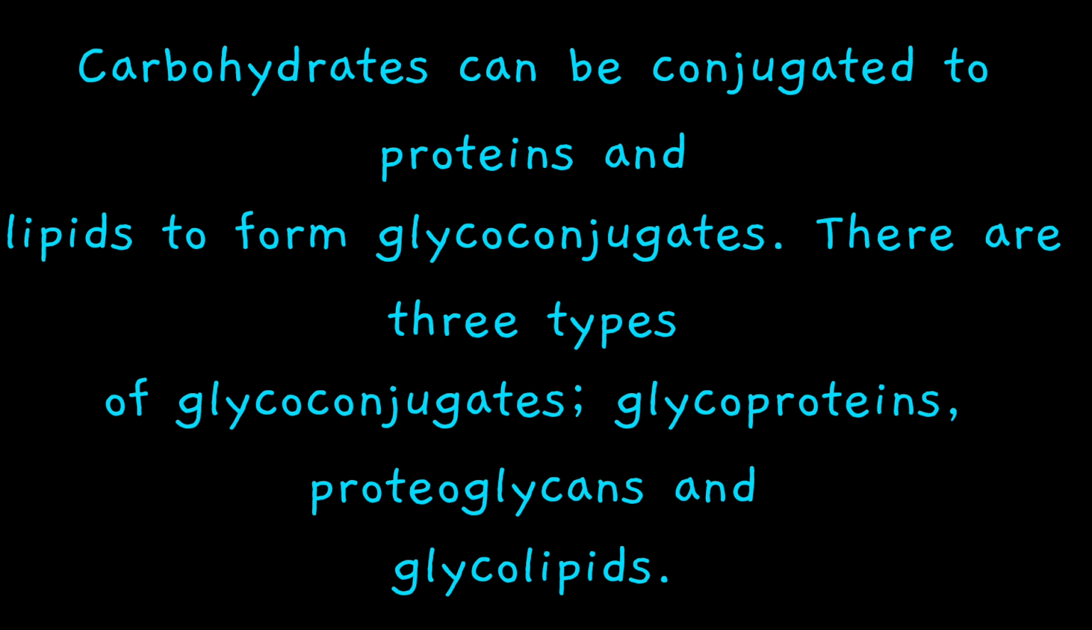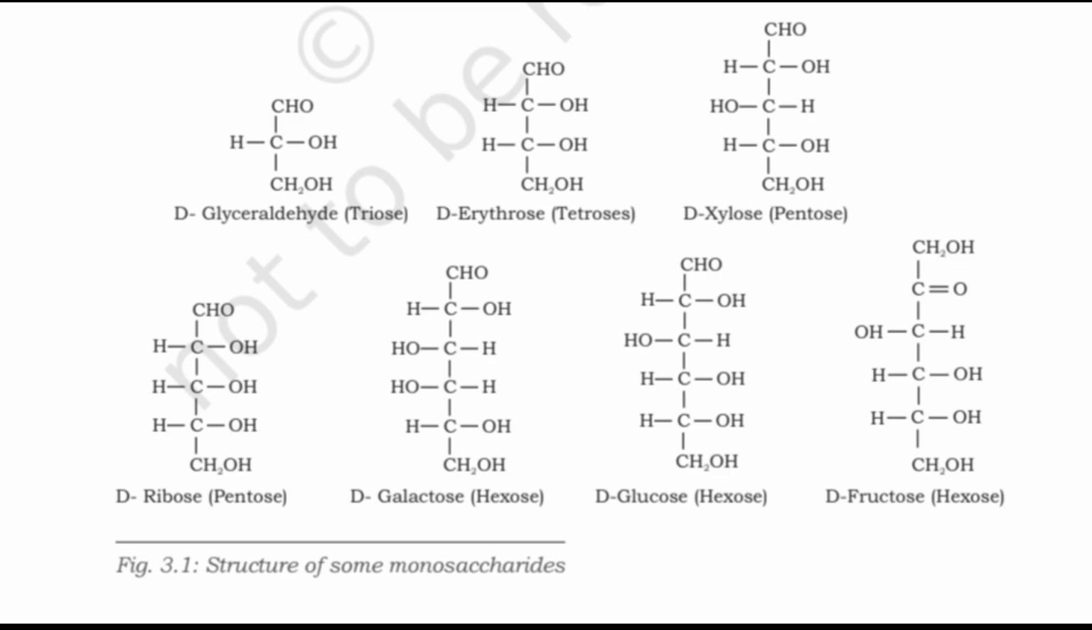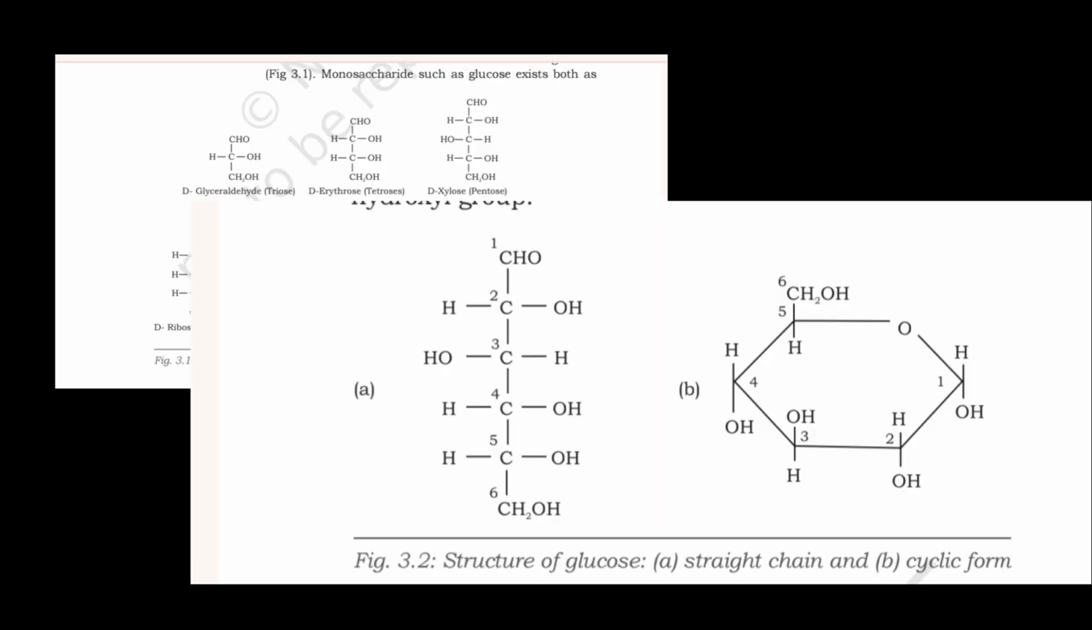So there are various structures and properties of carbohydrates. For monosaccharides, the structures of some common monosaccharides are given in the figure. Monosaccharides such as glucose exist both as straight chain structure and cyclic structure, where the cyclic structures are the result of hemiacetal formation by the intramolecular reaction between the carbonyl group and the hydroxyl group.